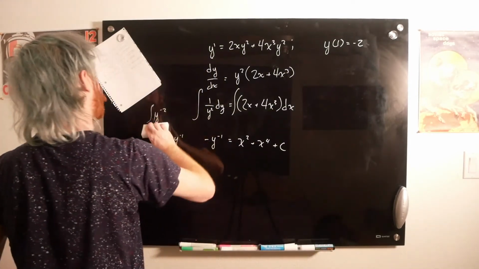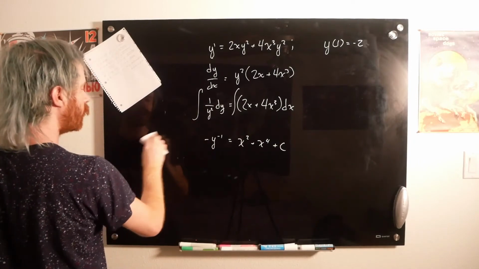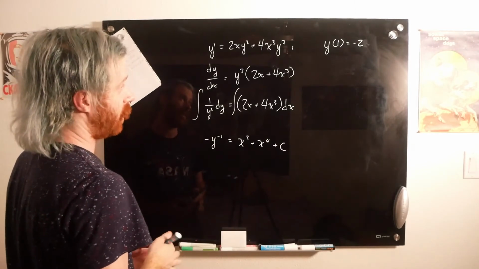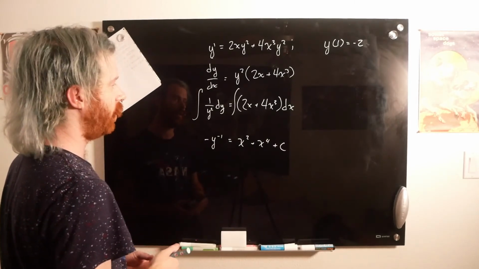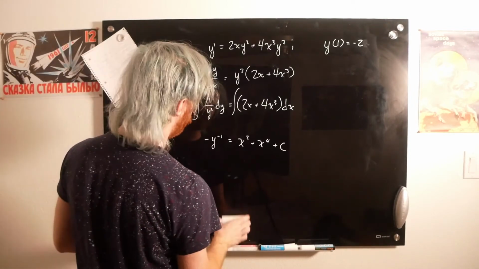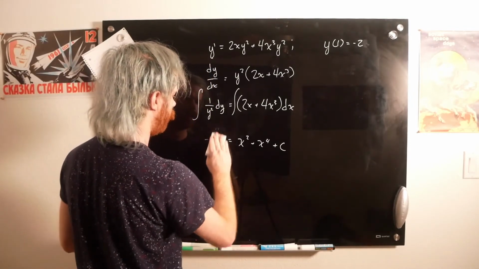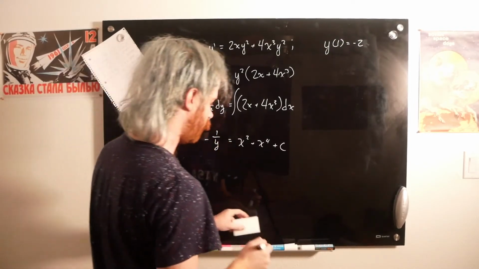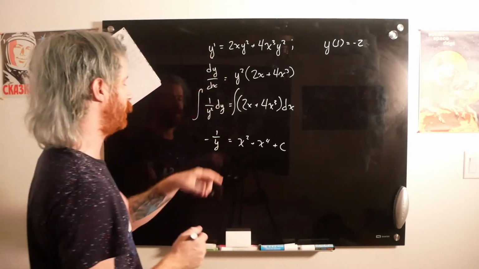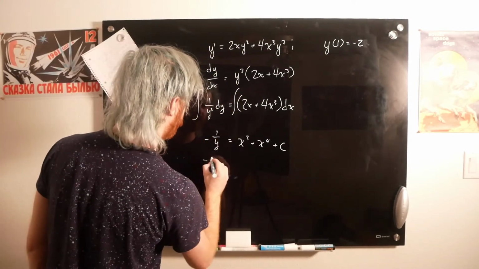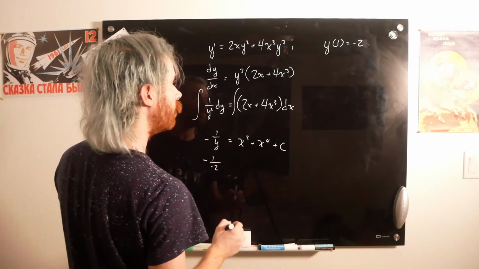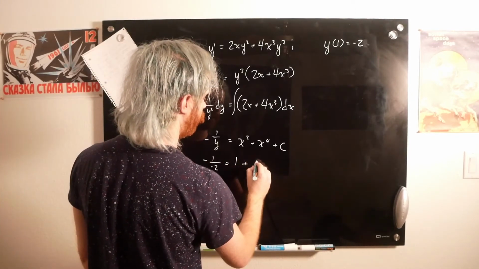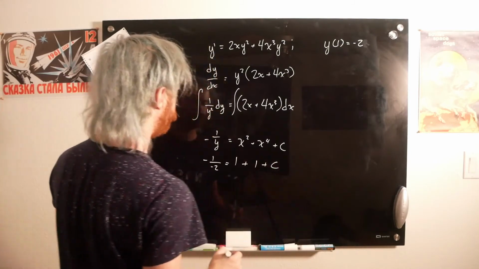Now once we have that, we can plug in our initial value, y of 1 equals negative 2. I'm going to rewrite this as negative 1 over y for now, which makes it a little easier to see. So our y is negative 2, so we have negative 1 over negative 2 equals 1 squared plus 1 to the 4th plus c.